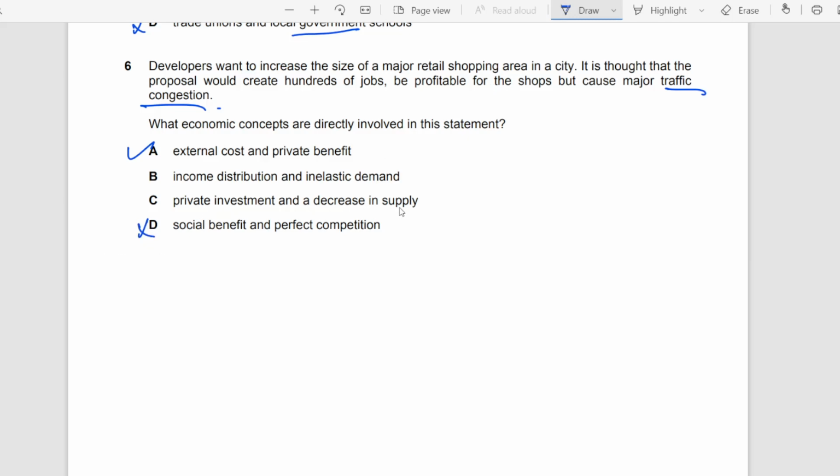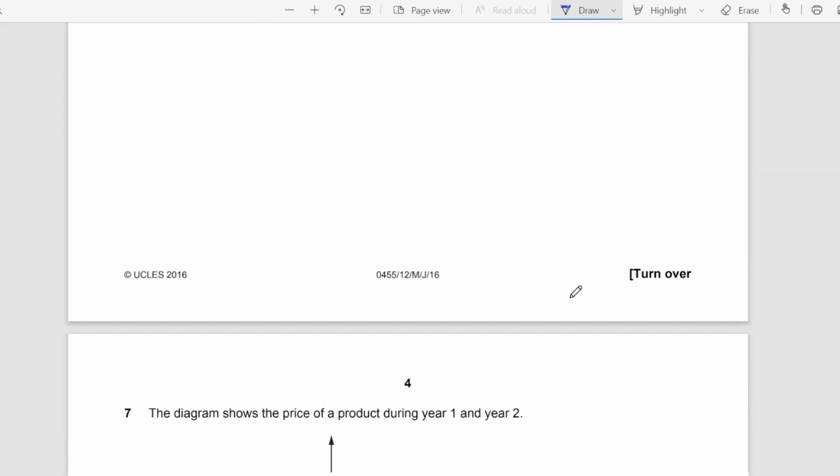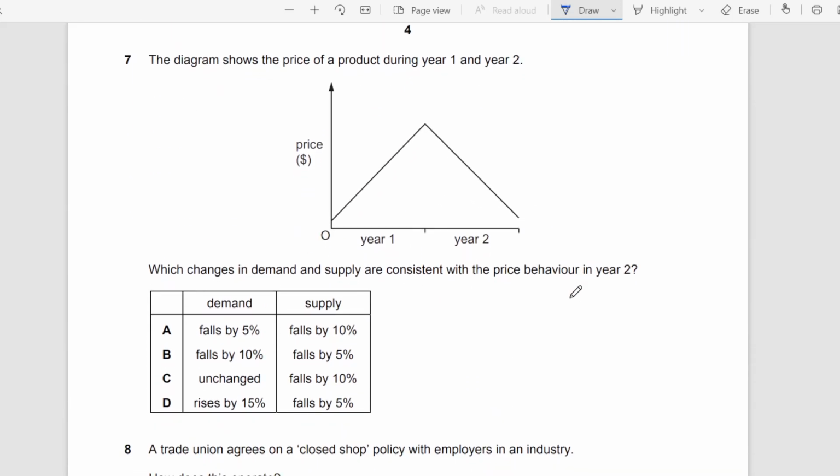Private investment and decrease in supply. Well, when we talk about private investment, yes, there is private investment, but is there a decrease in supply? No, that's wrong. Income distribution and inelastic demand. We don't know anything about income distribution, or about inelastic demand, when we read this passage. So yes, A is the only viable option that we have. Let's look at the next question.